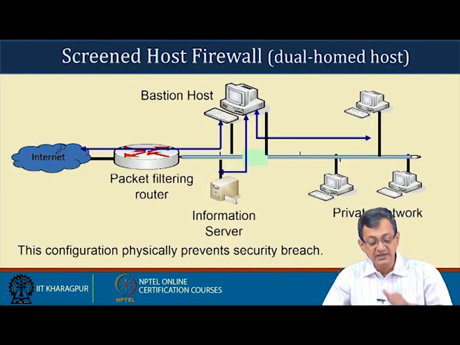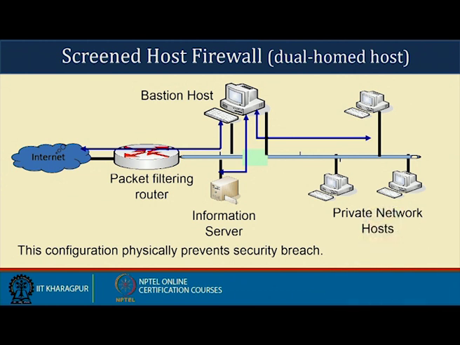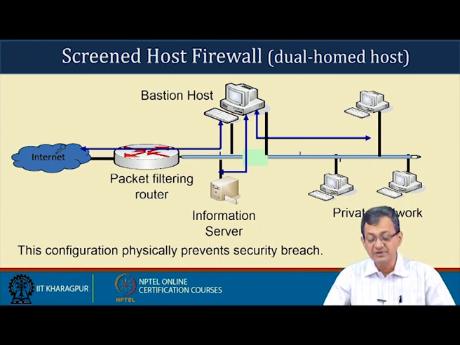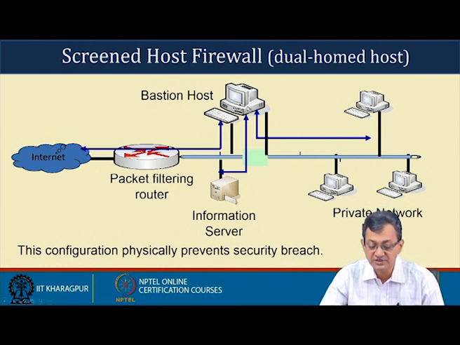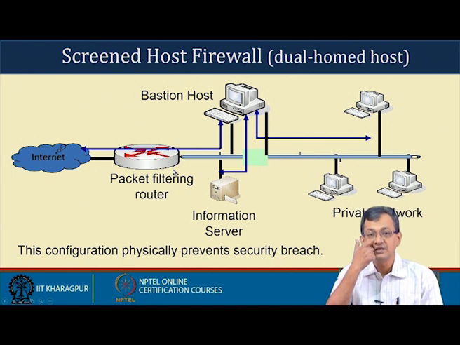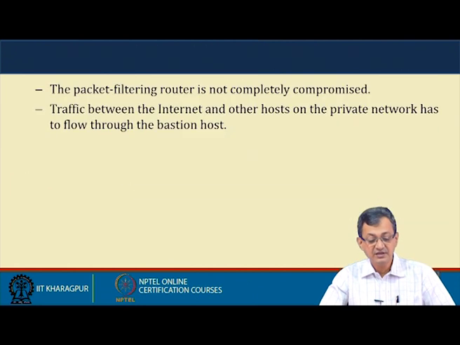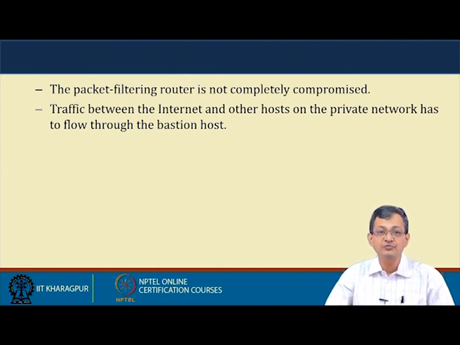So, the other one is the screened host firewall, dual homed. The configuration physically prevents a security breach, like here the break is there. So, it is physically, not logically, forwarding the packet; it physically protects the things, and even if the packet filtering router is compromised, traffic between the internet and other hosts on the private network has to flow through the bastion host, and cannot avoid that. So, that is the way it looks.